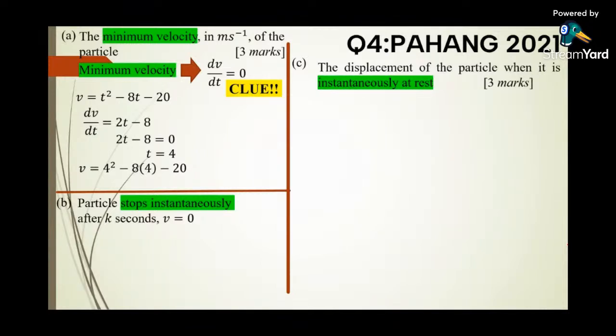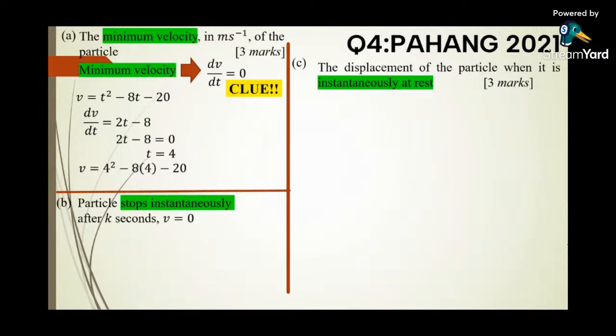B ni, kalau dia stop instantaneously, that means V equals to 0. Macam biasa, kan? Kalau stop instantaneously, maknanya V equals to 0. Lepas tu kita equatekan with 0, we substitute, we factorize, kita akan dapat yang tu. Yang ni ada trick. For B kita ada trick sikit. We will get two values. One is T equals to 10 and the other one is T equals to negative 2.